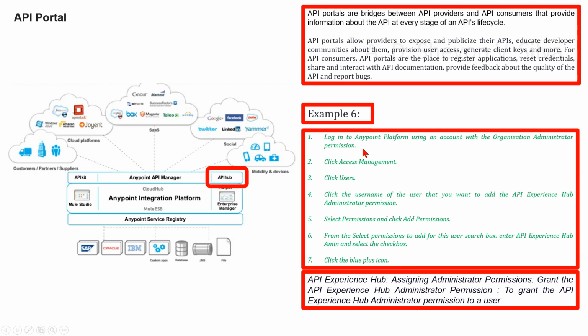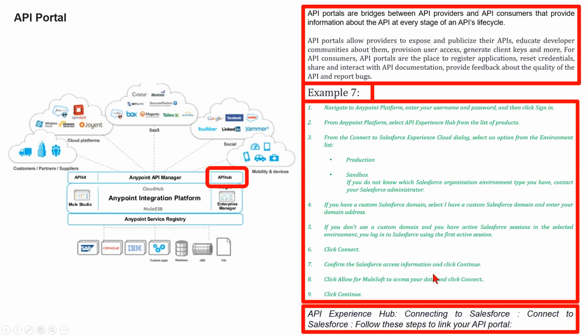One, log on to the Anypoint platform using an account with organization administrator permissions. Click Access Management, click Users, and click the username of the user that you want to add the API Experience Hub administrator permission to. Select the permission and click Add Permission. From the select permissions to add for this user search box, enter API Experience Hub admin and select the checkbox. Then click the blue plus icon.